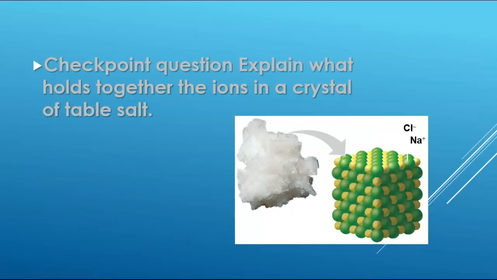All right, here's another question for you. Explain what holds the ions in a crystal of table salt together. What is it that holds them together? And of course, the thing that holds them together is the attraction between the positive sodium ions and the negative chlorine ions that hold the atoms together in the molecule.